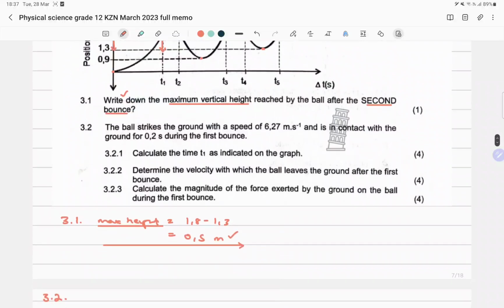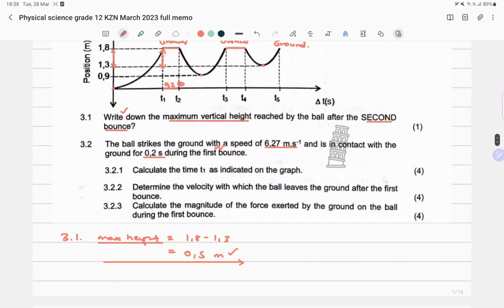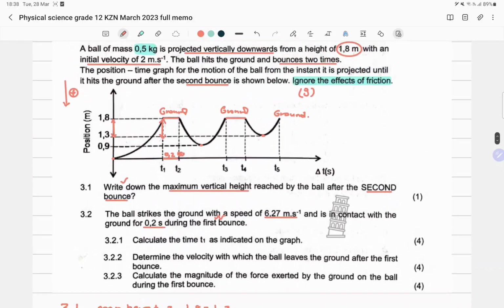Okay, 3.2 says the ball strikes the ground with a speed of 2 meters per second and is in contact with the ground for 0,2 seconds during the first bounce. Okay, great. So it means that this time frame right here is 0,2 seconds. Okay, that period from T1 to T2, because that is the time in contact with the ground. Okay, not a problem. So what does this tell us? It says calculate the time T1 as indicated on the graph. Okay, so we just want T1. Okay, how do we get T1?